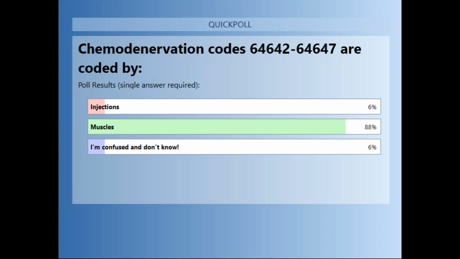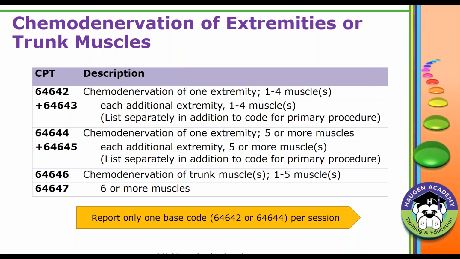Okay, great, Kathy. I put the slide on here so we can see the actual codes we're talking about. But 64642 and 64647, they're broken up by how many muscles. So sometimes you'll see in notes where they injected the same muscle twice. So it's not really coded by how many injections, but really how many muscles in the extremities. So that was correct, and the majority of you were correct with that answer.